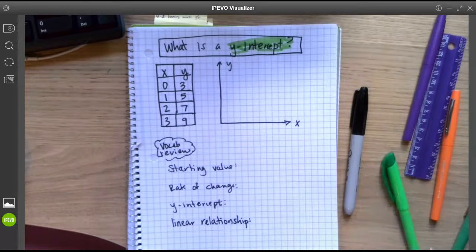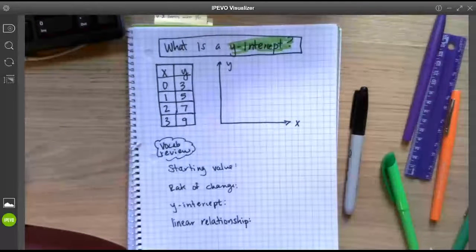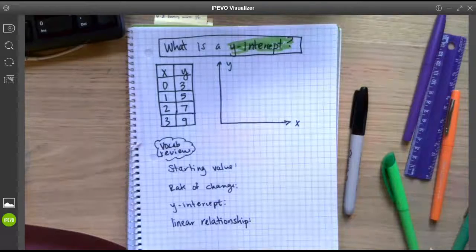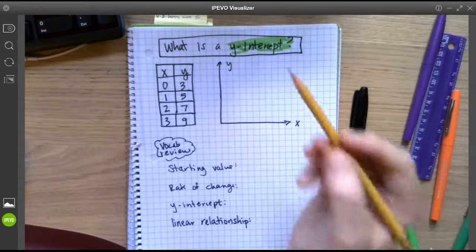All right, here we go. And I'm going to mostly use pencil today just in case I mess up. I can erase it. All right, so I have a relationship here. I've got my x and my y. Remember that x is the input, y is the output.